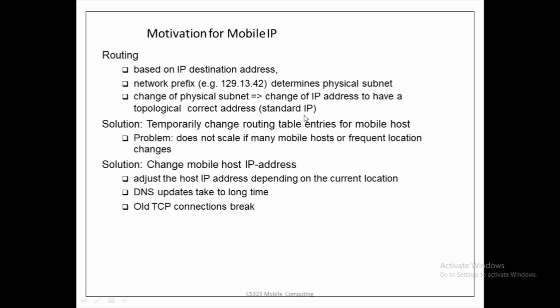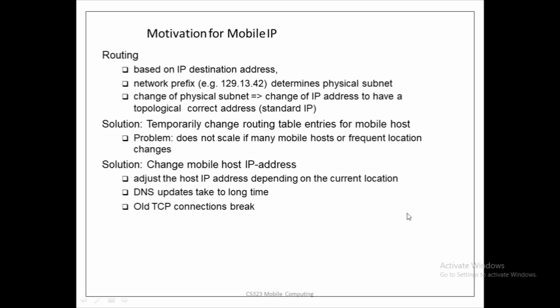Now, if we want mobility, we need to think about different kinds of solutions. Here the solutions are: temporarily change routing table entries for the mobile host, or change the mobile host's IP address. One might think that a quick solution would be to assign the computer a new topologically correct IP address. This is what many users do with the help of DHCP.